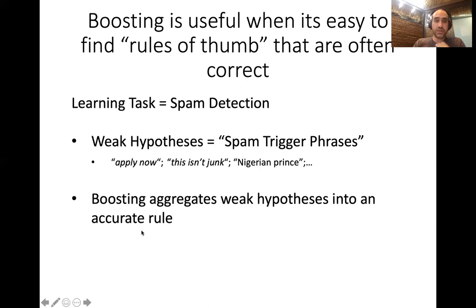So this is used, for instance, in spam detection. Here you can think about weak hypotheses. Maybe they just look for some trigger phrase, like "apply now", this is in junk, "Nigerian prince", etc. And then once you have these weak hypotheses or weak learners, you can use boosting to automatically aggregate these rules into a very accurate rule.